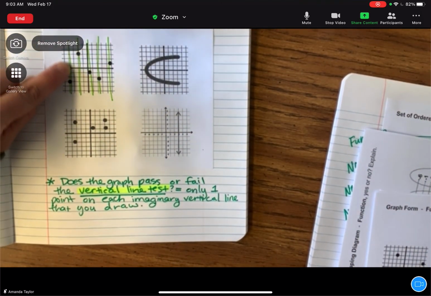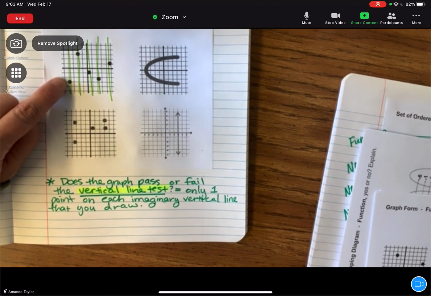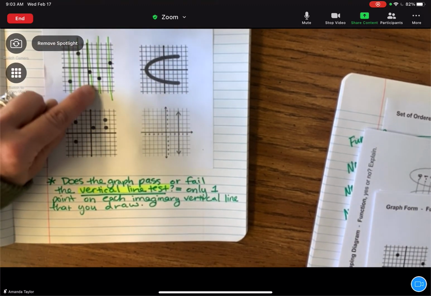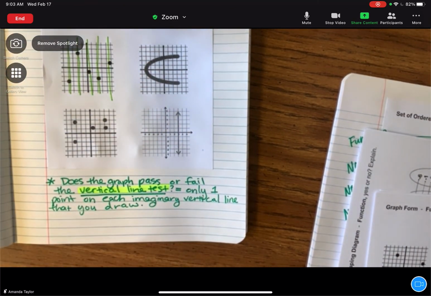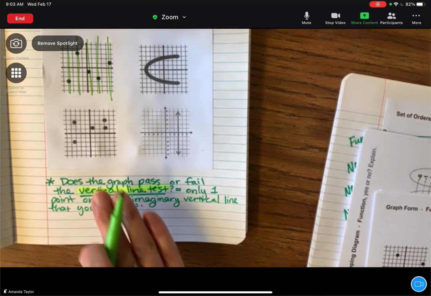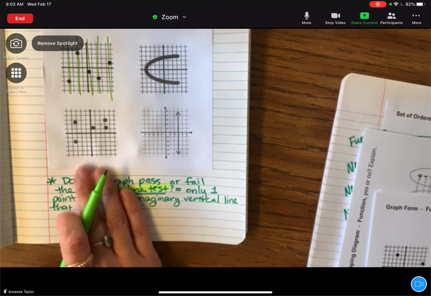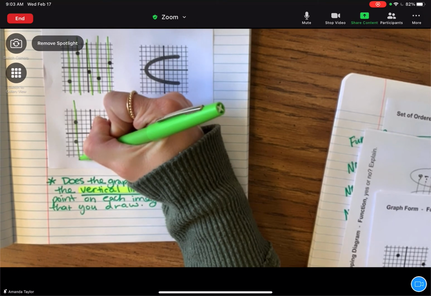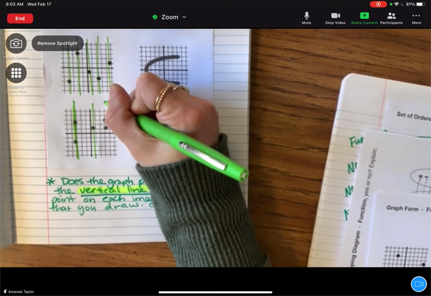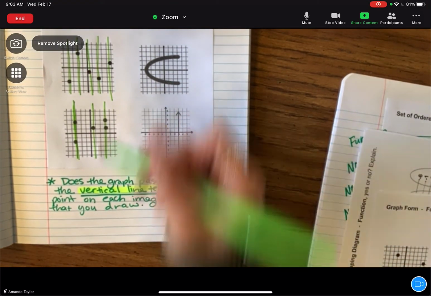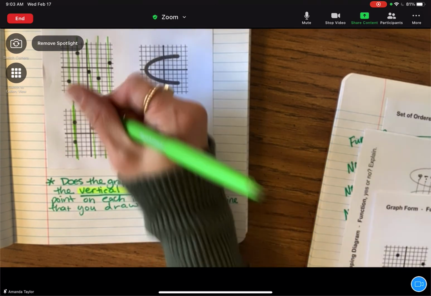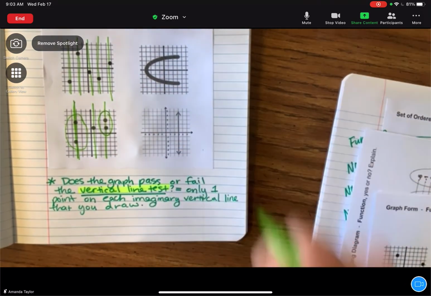If I draw this imaginary vertical line, 1 point on it. This one here, there's 1 point. This one's got 1 point, 1 point, 1 point. So right now that's looking like our function. Down here, let me show you what I mean. Let's just assume that these points are lined up. Here's one here, here's one there. Do you notice there's 2 points on the vertical line? Yes. So this one right here and this one right here, not a function.